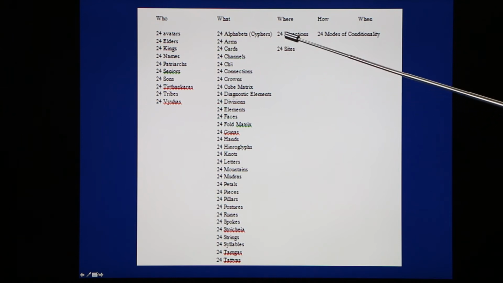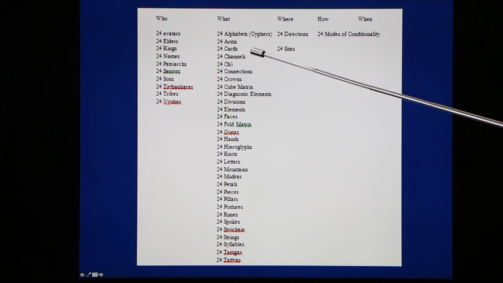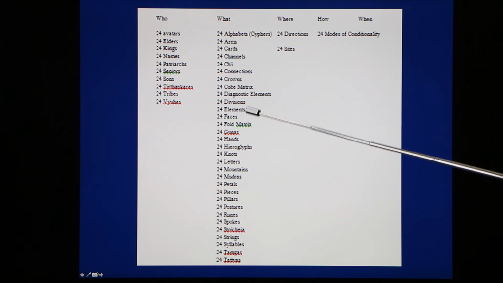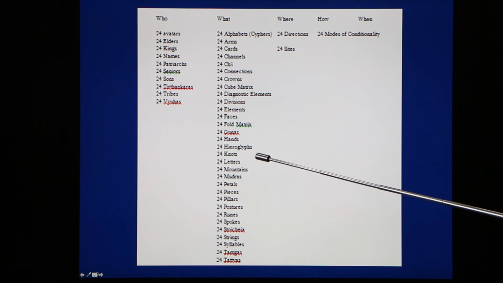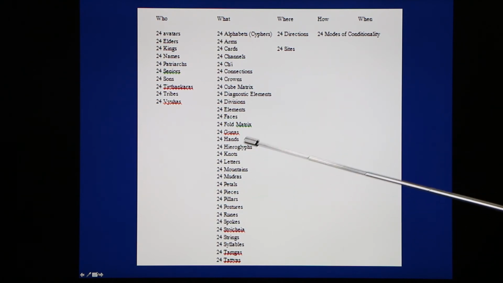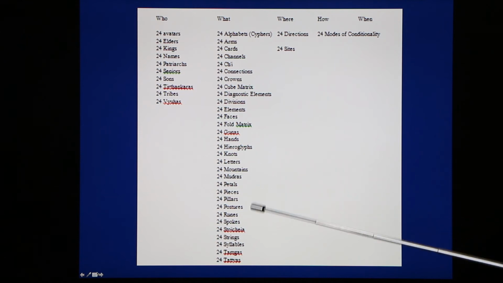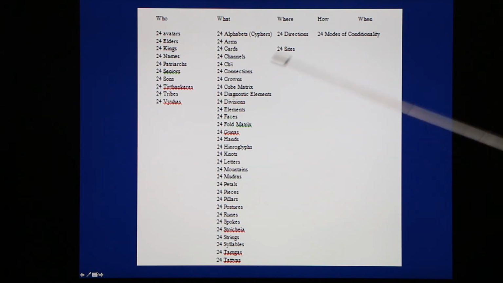alphabets, in terms of cipher alphabets, arms, cards, channels, chi, connections, crowns, cube matrix, diagnostic elements, divisions, elements, faces, 24-fold matrix, gunas, hands, hieroglyphs, knots, letters, mountains, mudras, petals, pieces, pillars, postures, runes, spokes, stoicheia, strings, syllables, tamgas, tattvas, directions, sights, 24 modes of conditionality and logic.